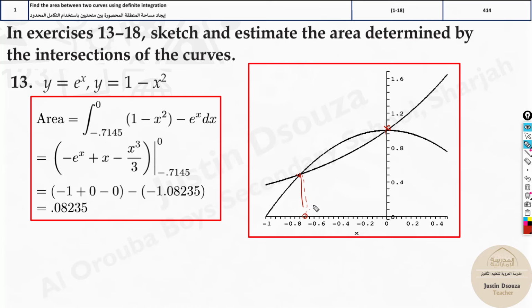You can take it as 0.7 and then check for the answer. You will never be able to find that 0.7145. That's not possible. It's possible only in graphing calculators and other things. So over here, we just take it approximately and solve it up.